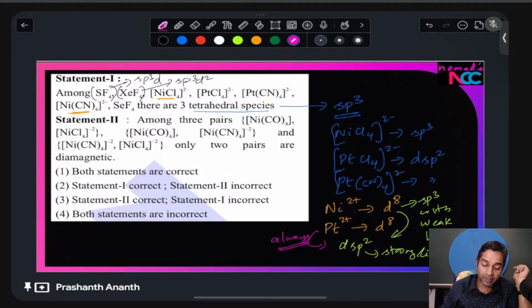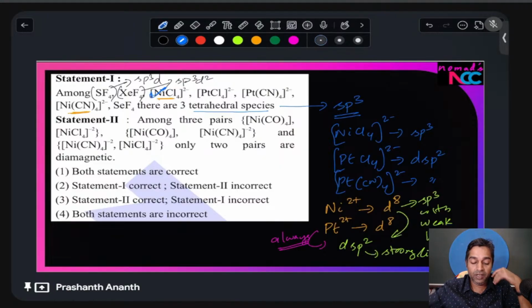Okay, so in this particular case, which ones are going to be sp3? So far we have had only one of these as sp3. We are not going to have any of the others as sp3.